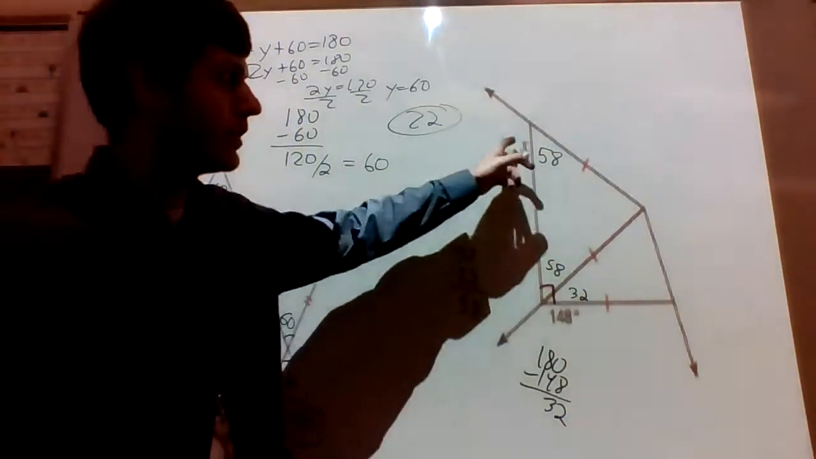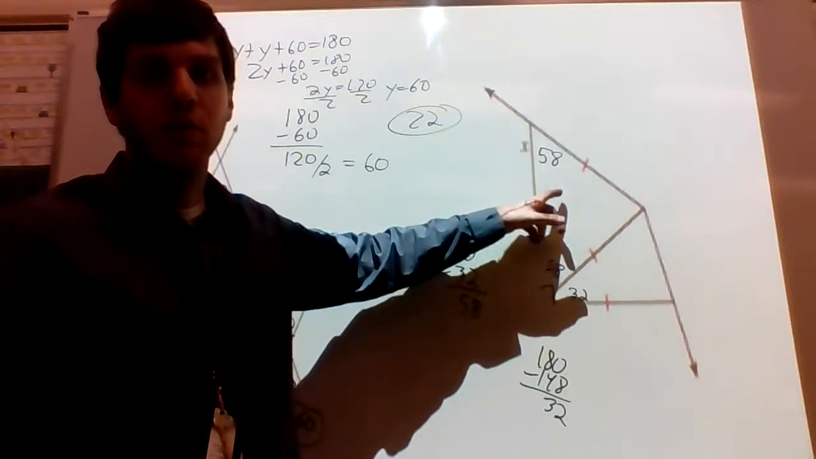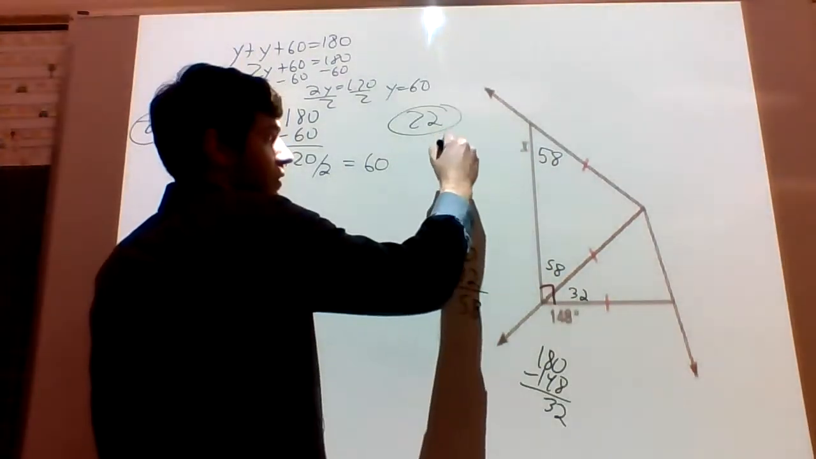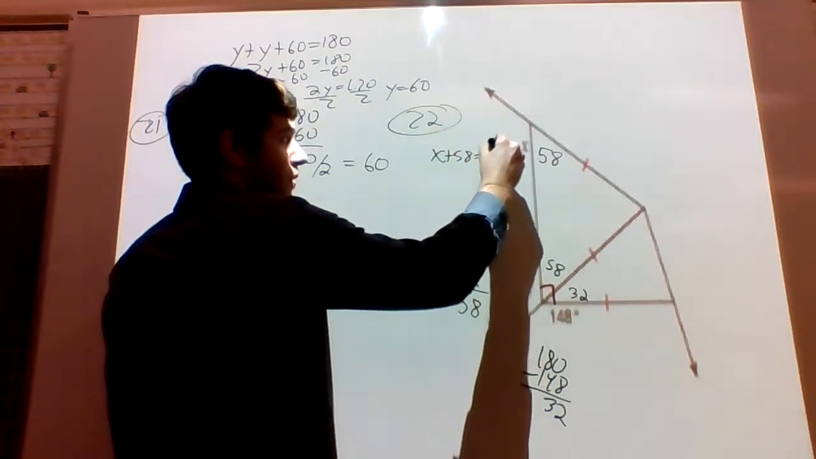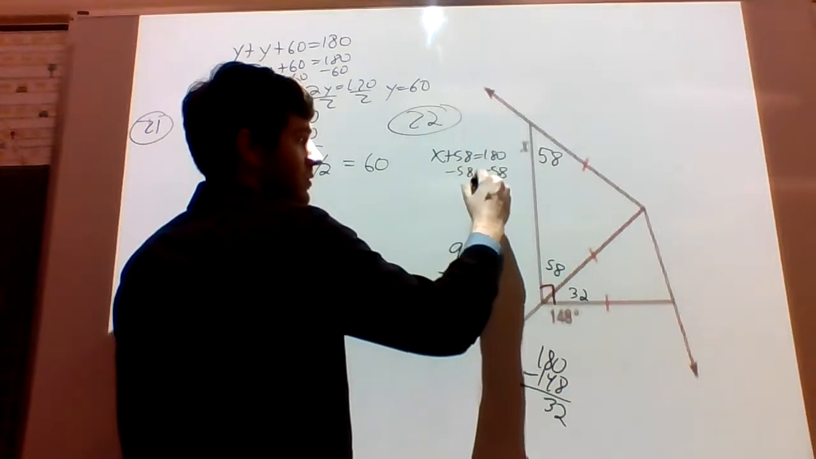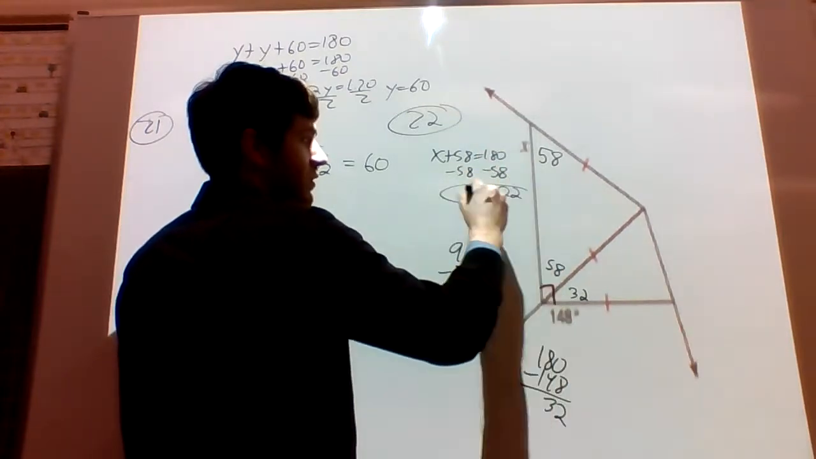And then here we have a linear pair. So x plus 58 is going to be 180. So 180 minus 58 gives us 120.